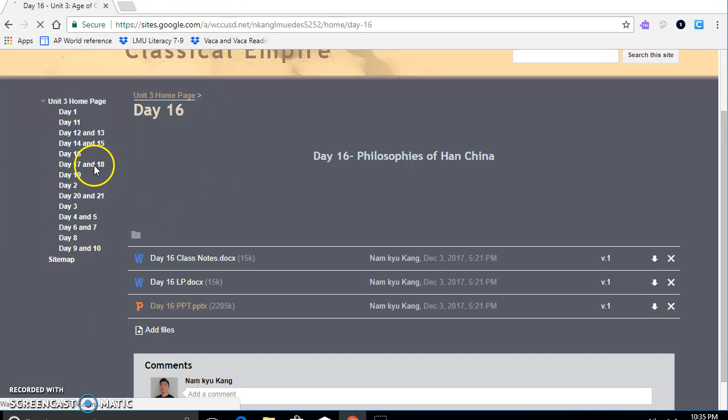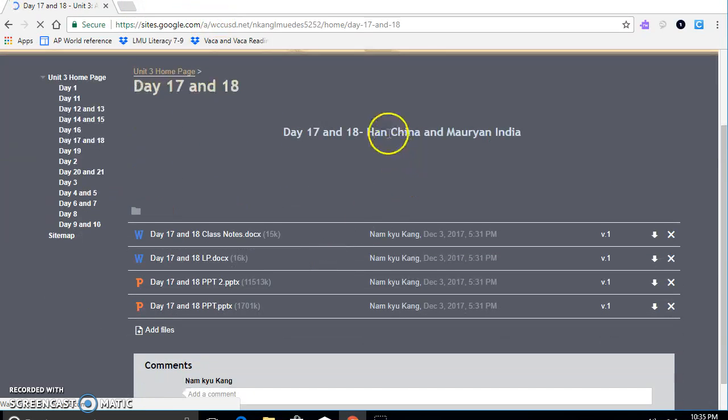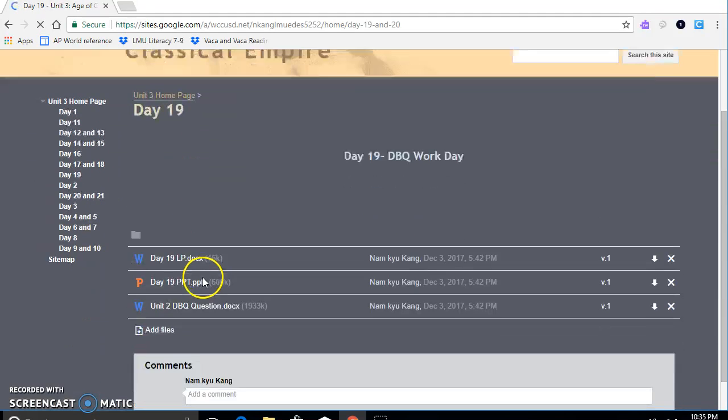And then days 17 and 18, we'll dive into Han China and the Mauryan Empire. We'll be going over what the differences are. And then day 19 will be DBQ workday.